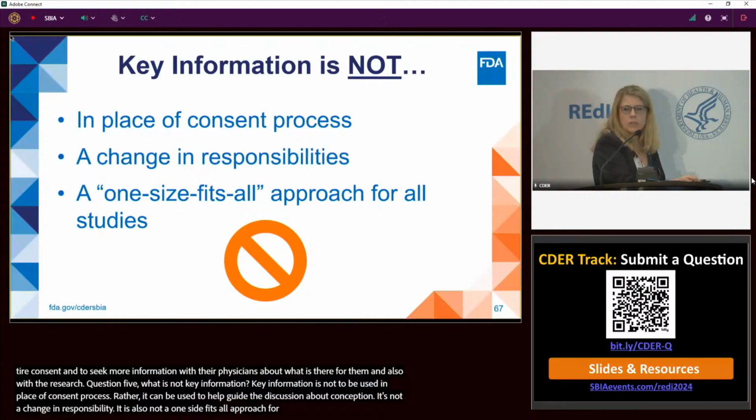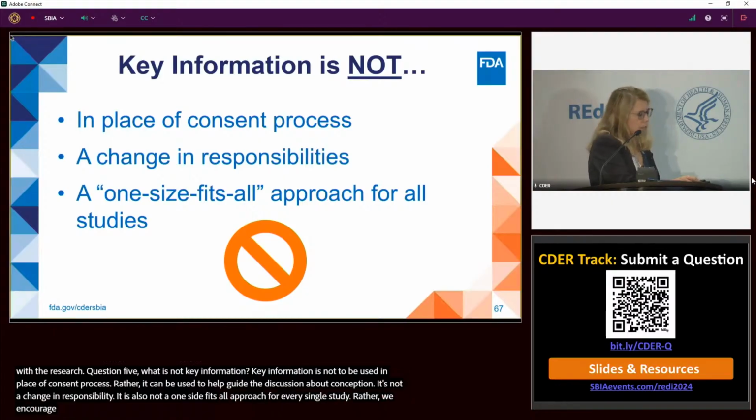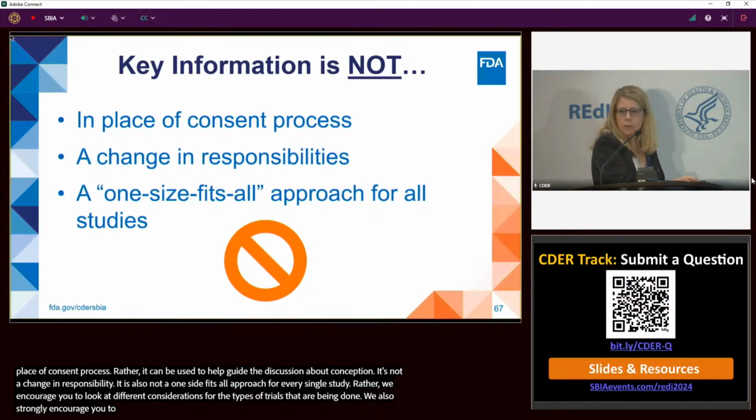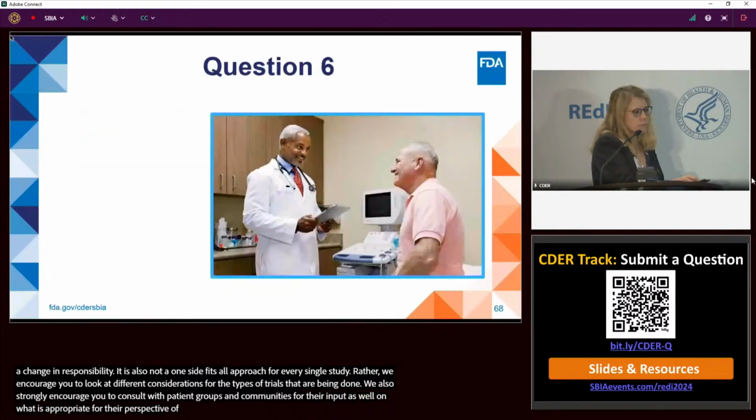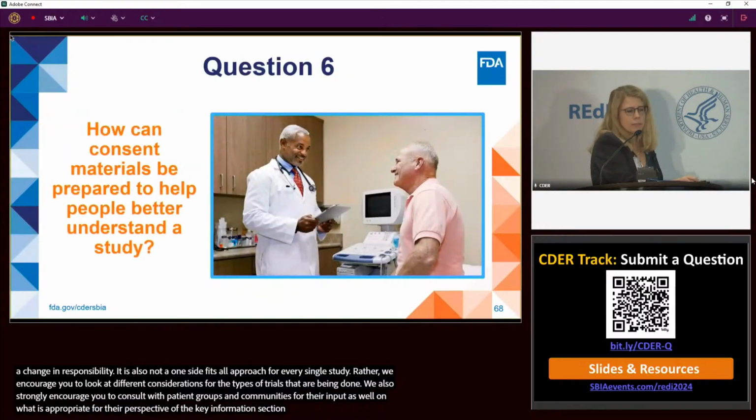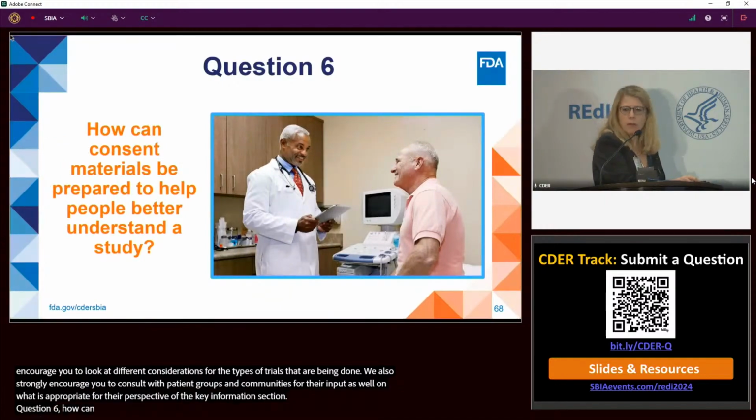Rather, we encourage you to look at different considerations for the different types of trials that are being done. We also strongly encourage you to consult with patient groups and communities for their input as well into what might be appropriate from their perspective for the key information section. Question 6, how can consent materials be prepared to help people better understand a study?